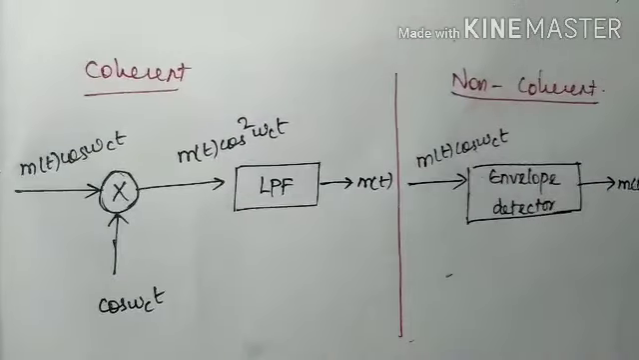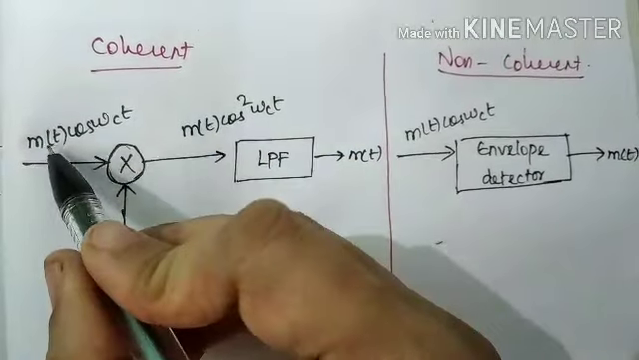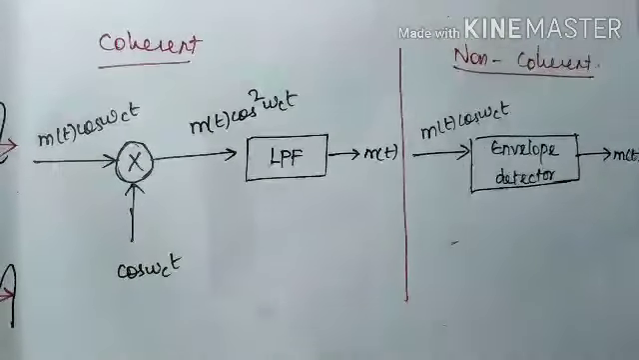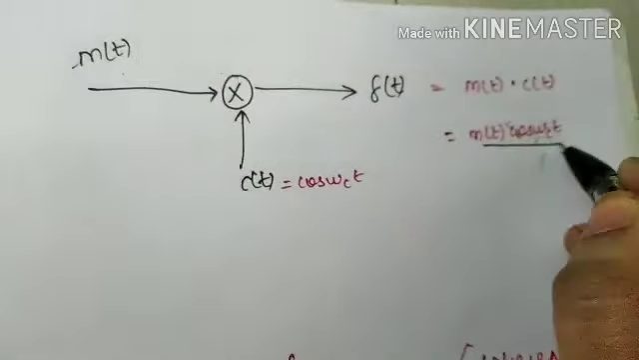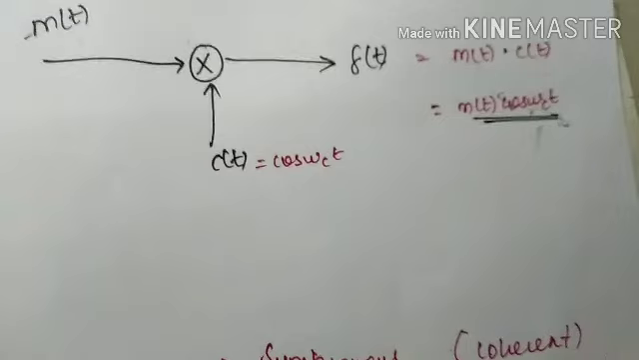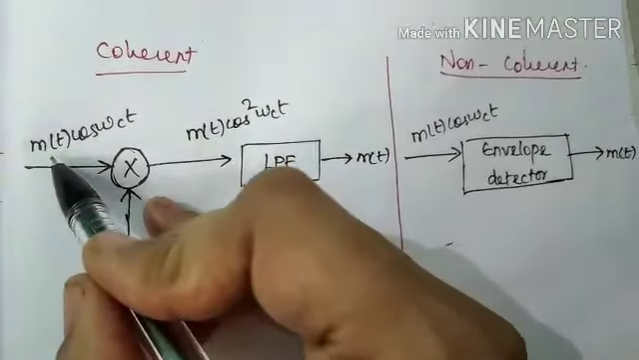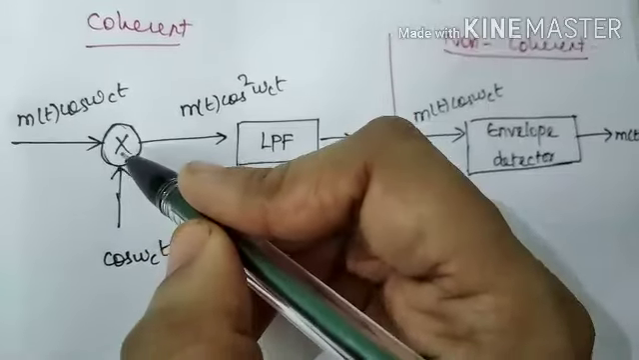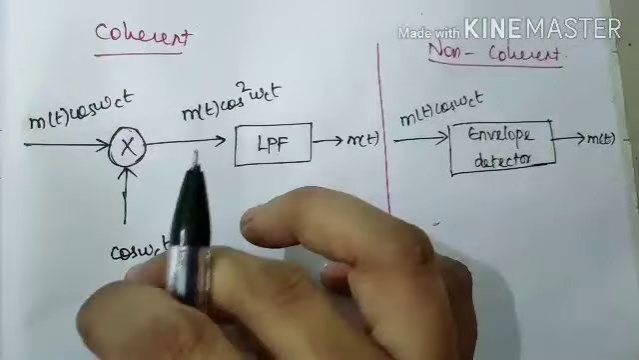Listen carefully. In coherent detection, the same message signal and carrier signal are used. This is our modulated signal, m of t cos omega ct, which is entering the receiver end. It enters a product modulator again in the coherent receiver. This is the block diagram of the coherent receiver.